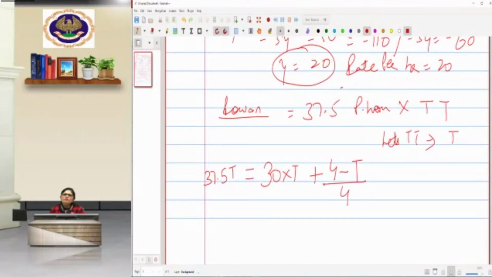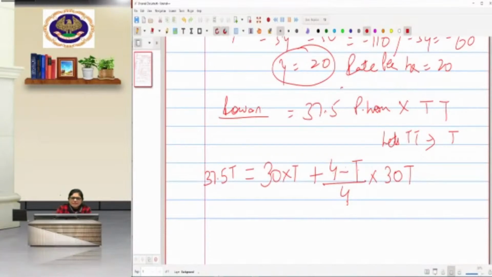This is how the Rowan scheme says. Time saved by time allowed. Time saved means time allowed minus time taken. We don't know time taken, so how can we calculate time saved? So we have taken time allowed minus time taken, which will be time saved, divided by time allowed, into time taken into rate per hour. Clear? So this is the equation that is going to be made.